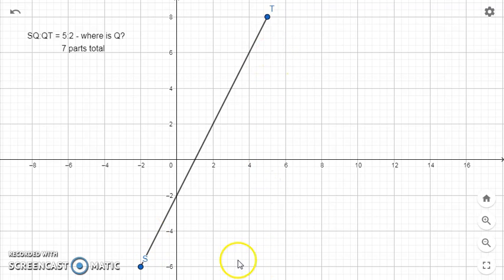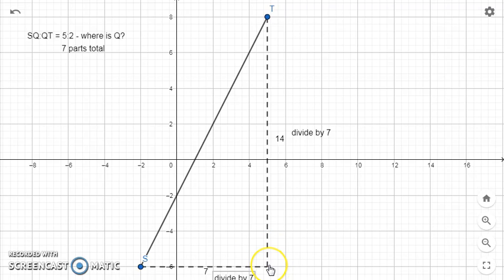So that means I'm going to start at S, I'm going to count over, and then up to T. That means I should be getting 7 spaces over and 14 spaces up. Both those numbers, very conveniently, are divisible by 7. So instead of moving 7 spaces over, let me divide that up by 7. 7 divided by 7 means I'm going to just be moving over 1 space per part. And if I divide 14 by 7, that means I'm going to be moving up 2 per part.